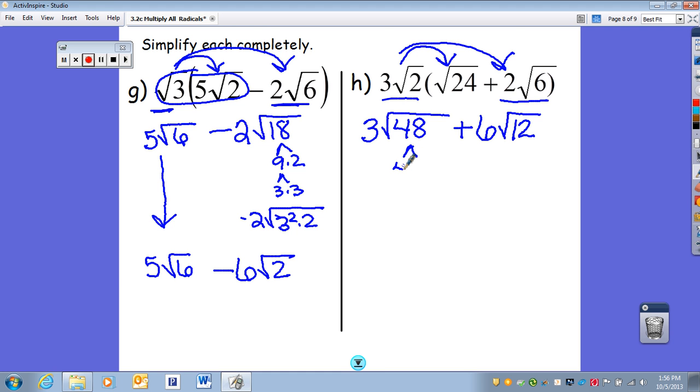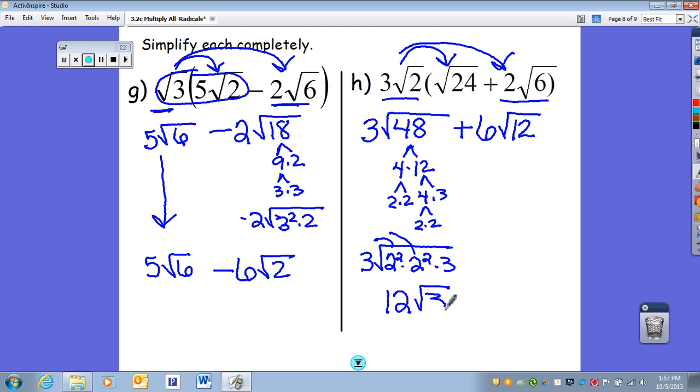Now we should make a factor tree to simplify. So 4 goes into 48 12 times. 2 times 2 is 4. 12 is 4 and 3, and 2 and 2. So when I simplify, I have 3, and then I have 2 factor pairs. I have a 2 squared, and a 2 squared, and a 3. So I can bring both of the 2's out of the radical. So 2 times 2 is 4, times 3 is 12, so we have 12 square roots of 3.